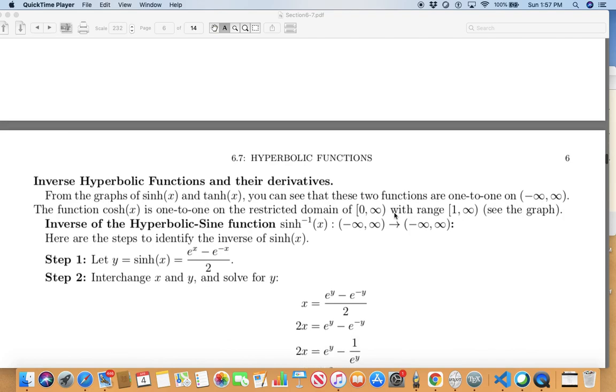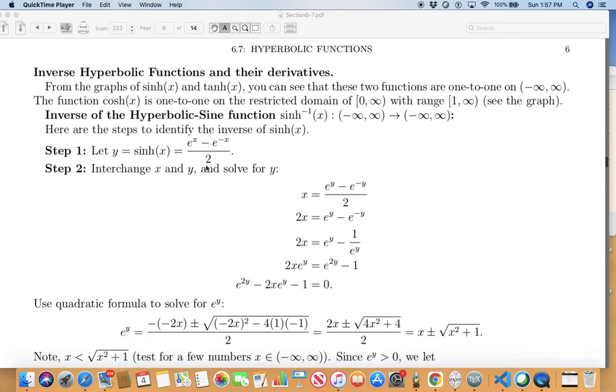Okay. Well, the next topic is on inverse hyperbolic functions. It is a very important topic, so I will start in my next video.